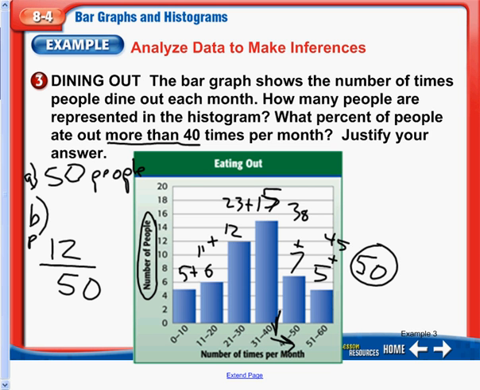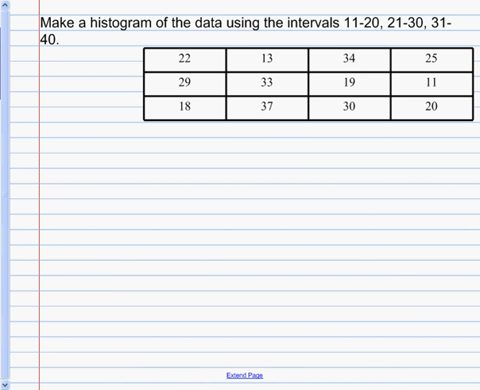So 12 divided by 50, or 12 over 50, will give us our fraction. Since 50 goes into 100, let's just multiply both the top and bottom by 2 to get 24 over 100. Any number over 100 is going to be that number as a percent, or n over 100 is n percent. So 24 over 100 will give us 24%, and that is our answer. One last example I have over here is how to make a histogram from a table of data.